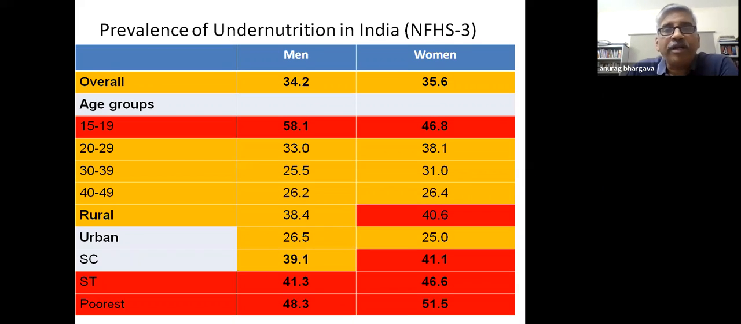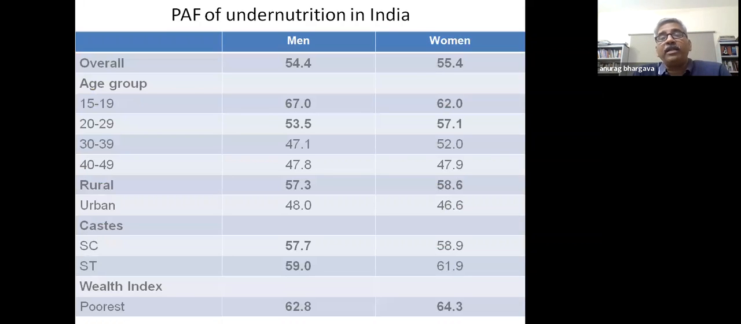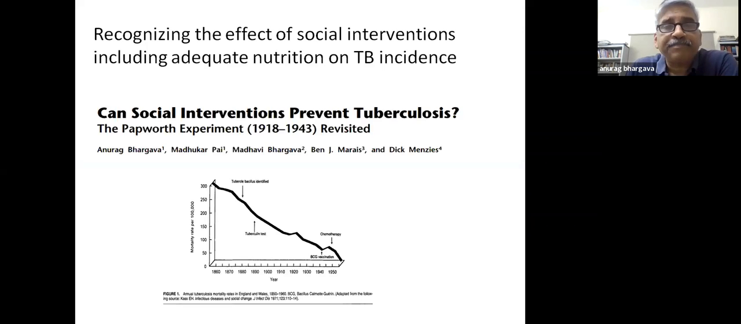As I've already pointed out, the prevalence of undernutrition in adults was high in India, and this was especially higher in rural areas and in some population groups like the scheduled tribes, and of course amongst the poorest. If you plug in the prevalence and the risk ratios here, we estimated almost half of TB in India could be attributable to the effect of low BMI. And this was again higher in the poorer groups and the marginalized communities.